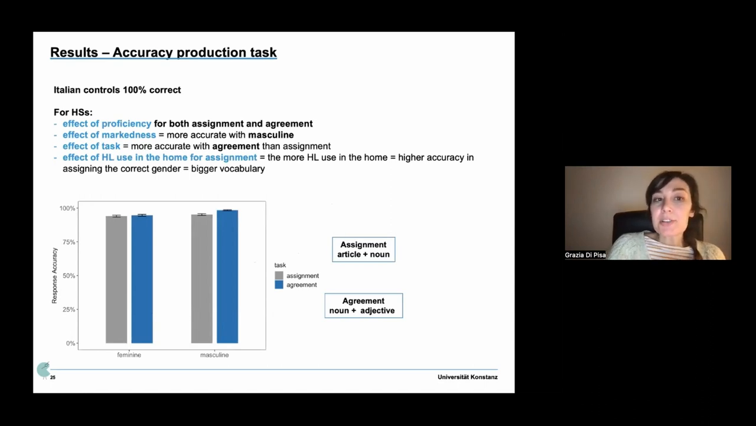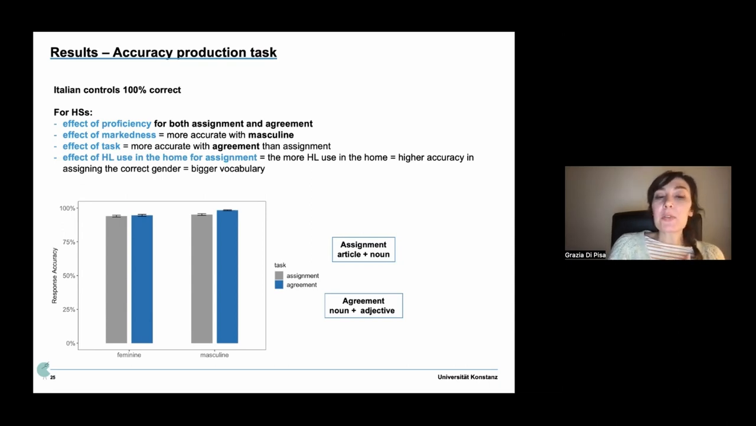So regarding the production task, Italian controls were 100% correct. So we only focused the analysis on the heritage speakers. And as we can see again, accuracy was very high. And we did find an effect of proficiency for both tasks, because remember when I talk about assignment and agreement, the way we scored this task was for both assignment, and we consider right assignment for the article, correct article for the noun, and then agreement, we score like a correct agreement when the noun and the adjective agreement was correct. So we found an effect of proficiency for both tasks, for both assignment and agreement.